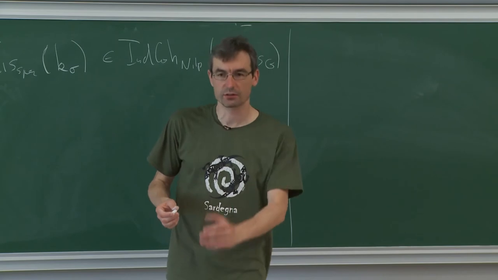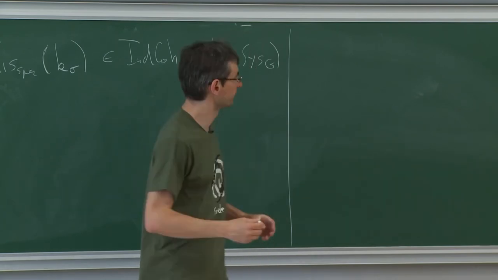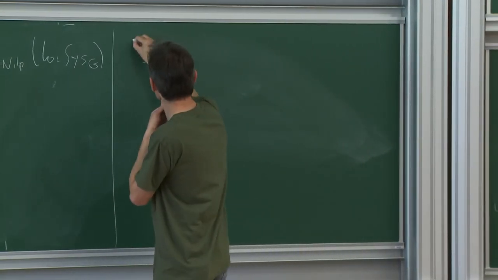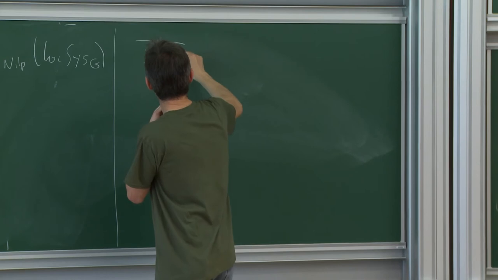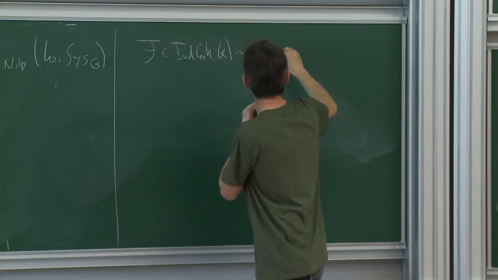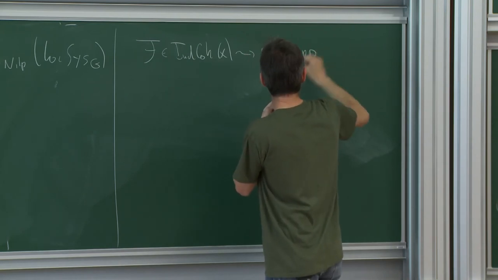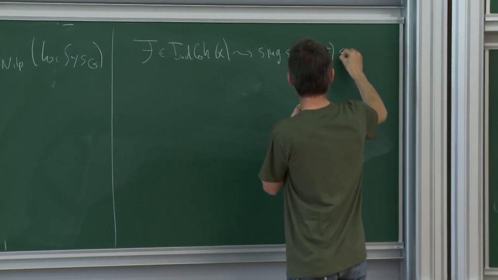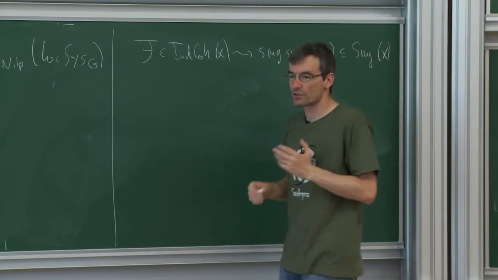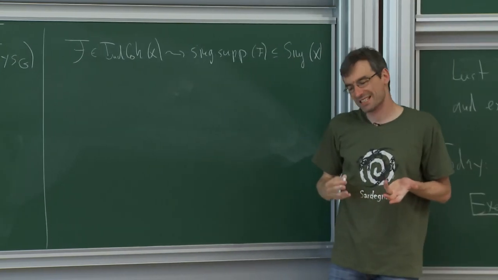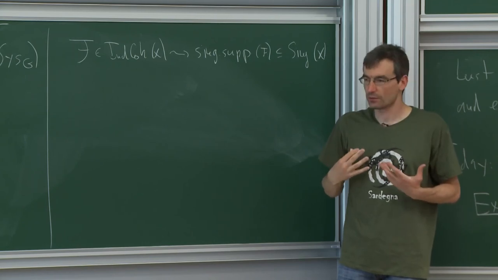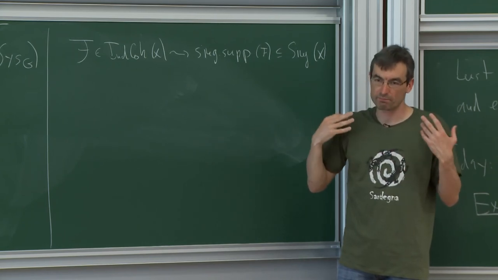So let me just say what these are. Theme number one is the following. We said that if F is an ind-coherent sheaf, you can assign to it its singular support of F, which is a subset. It's really a subset. There's no scheme-theoretic structure. But you can ask, is there a scheme-theoretic structure? Can you do something slightly better? Let me tell you what kind of better thing one can do.